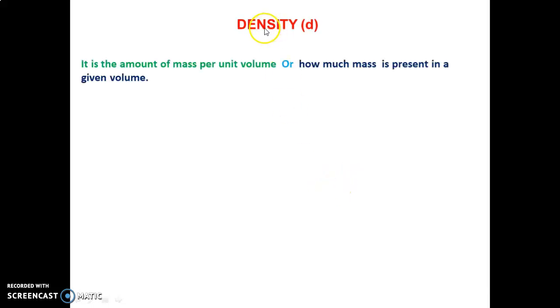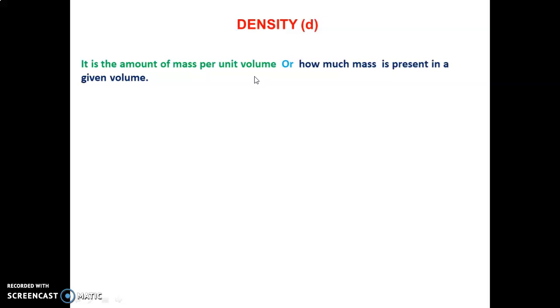Density. Here I use the symbol D. Actually, its symbol is the Greek letter rho, but we just use small d, the first letter of density. It is the amount of mass per unit volume. That is, how much mass is present in a unit volume.